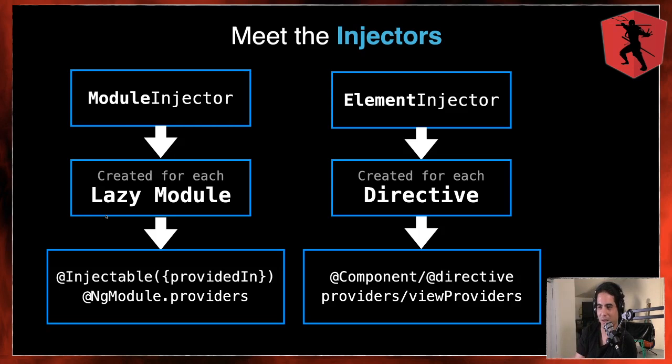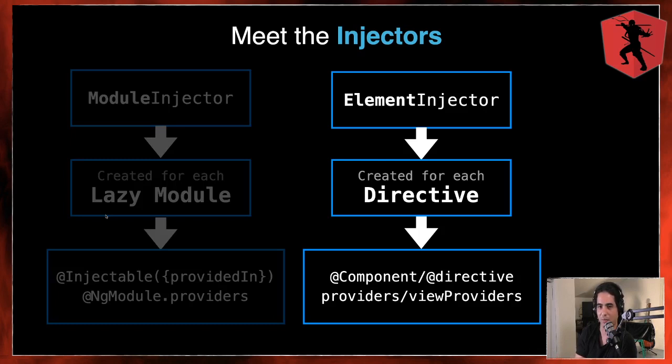And the other one is the node injector, the element injector, an injector that Angular creates for each directive or component. Well, component extends directive, so basically we're talking about the same type. So in this session, we're going to focus on the element injector, which is created for each component slash directive and can be configured by using the providers array or viewProviders array which we can find on the component or directive decorator.